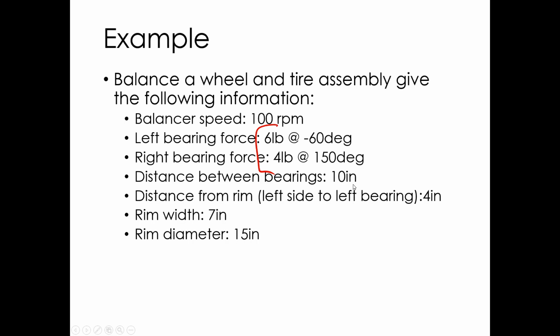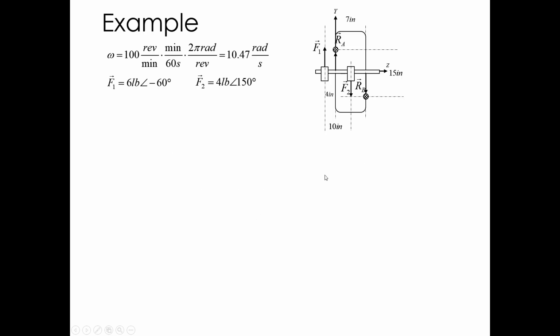Distance between bearings, 10 inches. We're balancing a wheel here, so the distance from the left side of the rim to the left bearing is 4 inches, 7-inch wide rim, 15-inch diameter. So first step in this is to make a drawing. So it's a 7-inch wide wheel, 15-inch diameter wheel.